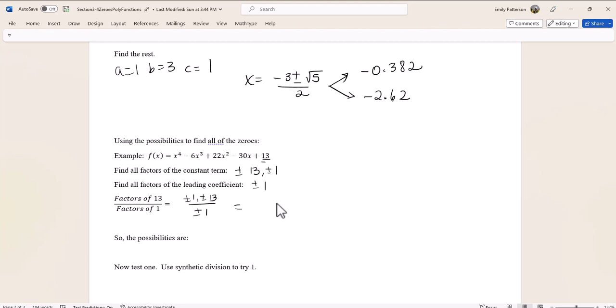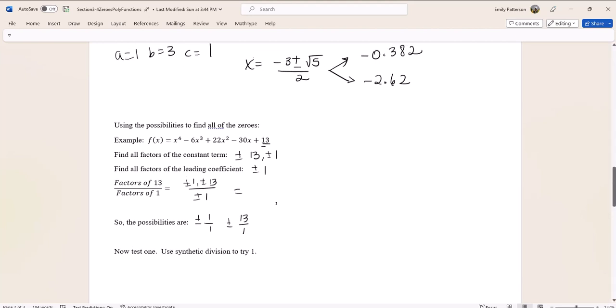And typically, just because there are so many possible combinations, your test questions will be something small like that. They won't be like 48 where there's so many factors. We're going to limit the combinations just so we don't run out of time. So the possibilities are, again, 1 over 1 and 13 over 1, doing all the combinations of my top and bottom. And don't forget the positive negative.